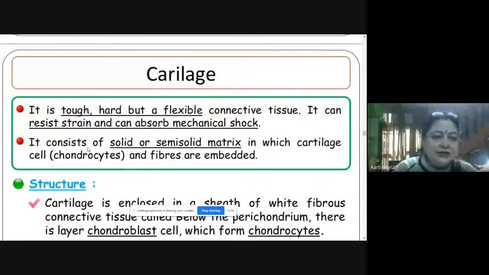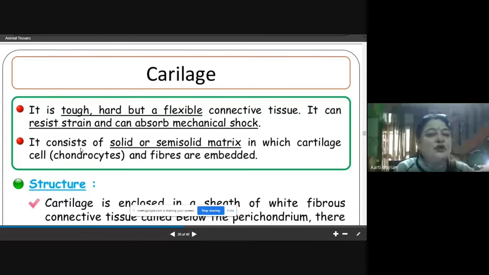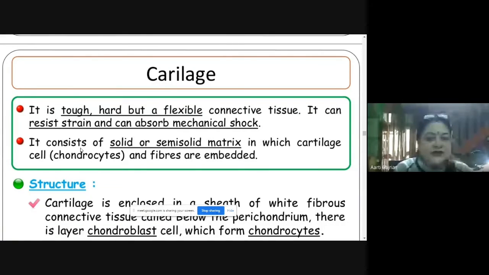This one, cartilage, is tough, hard, but flexible like this. You can move it. It is a flexible connective tissue. It can resist strain and can absorb mechanical shock. It consists of a solid or semi-solid matrix in which cartilage cells are present. Now, what are the cells which are present in cartilage? Chondrocytes. So, chondrocytes and fibers, these two things are present in a solid or semi-solid matrix. Mostly it is a semi-solid matrix in case of cartilage.